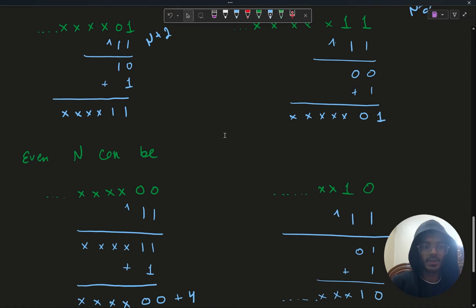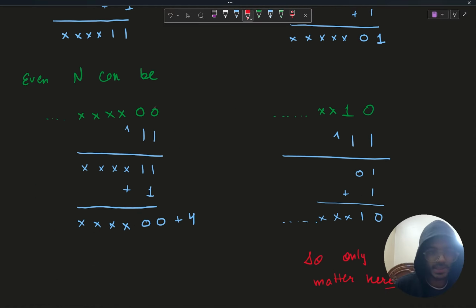Now let's see the case for the even. So let's first consider this case. So we have these two as zeros. Now we do a XOR with 1, 1. What will happen? Both of them will become 1, and then we'll add 1. So what will happen? 1 plus 1 will be 0, 1 would be a carry over here. Then 1 plus 1 will be 0 again, and there would be a carry of 1.